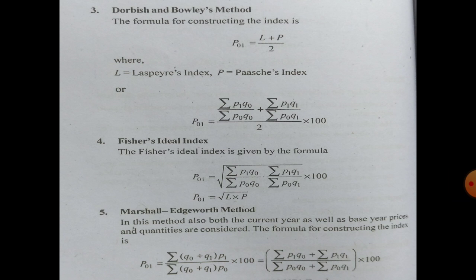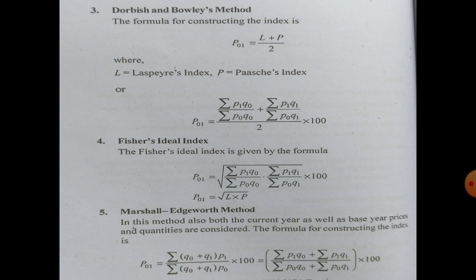The third one is Drobisch and Bowley's method. The formula for constructing the index is P01 is equal to (L plus P) divided by 2. Here L value is Laspeyres index, P is Paasche's index. So for Drobisch and Bowley's method, if you have the question, you have to find out the L value and P value. Otherwise you can go for the direct formula, where you directly substitute the Laspeyres formula and Paasche's formula, divided by 2, into 100.